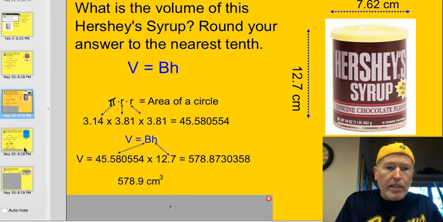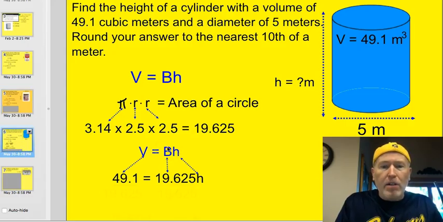All right. There's always a yeah, but. What if one of the measurements is missing? As long as you have two of these three things, you can find out the third. So here, we were looking for the volume equals the base times the height. We don't know what the height is. So here we're going to find the height of a cylinder with a volume of 49.1 cubic meters and a diameter of 5 meters. So we're missing the height.